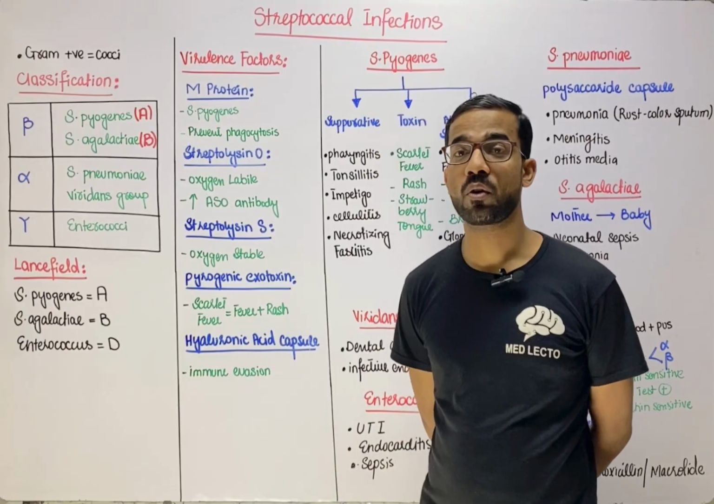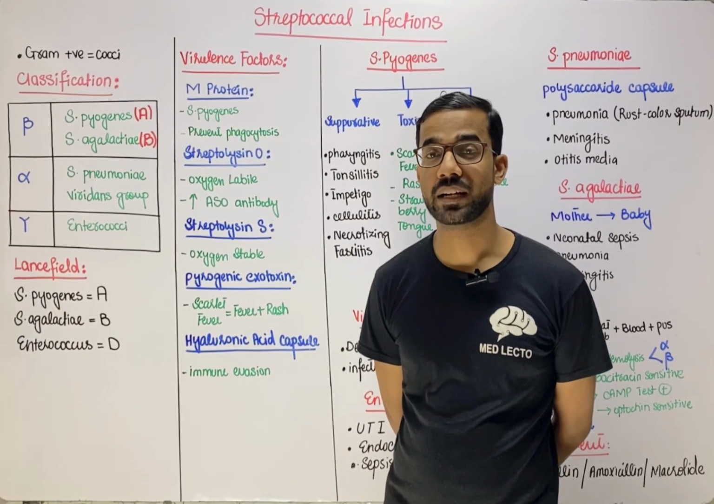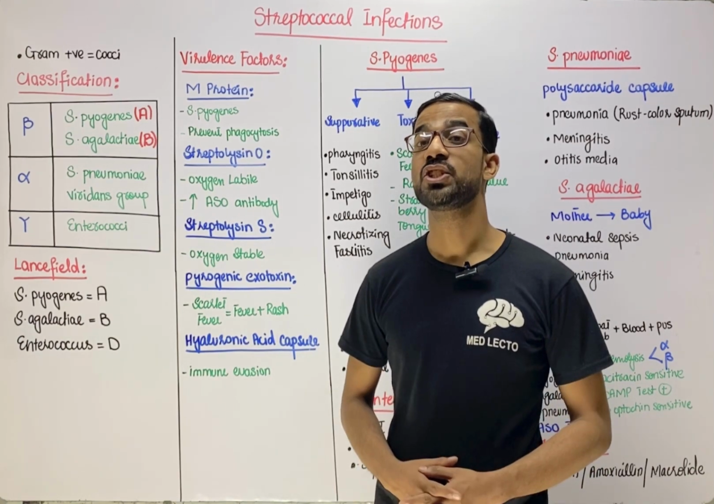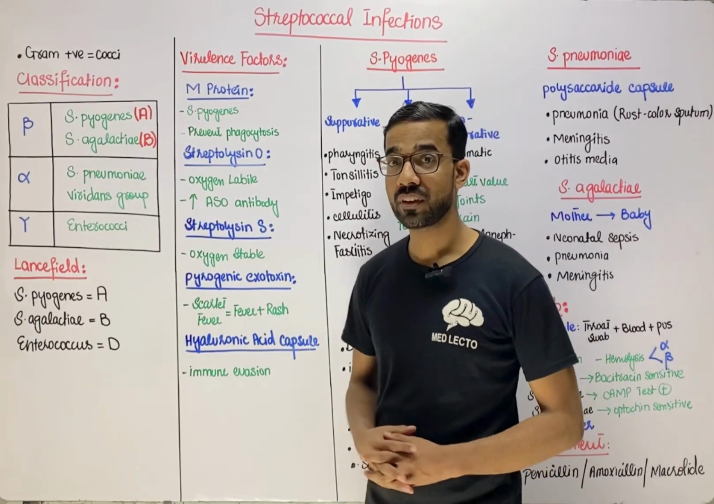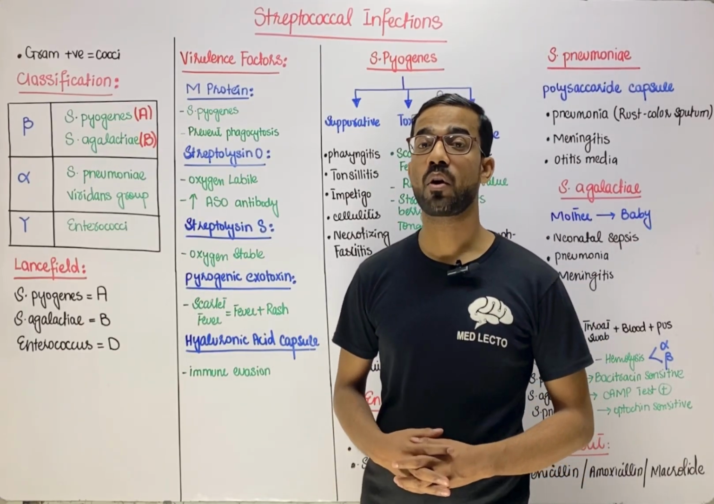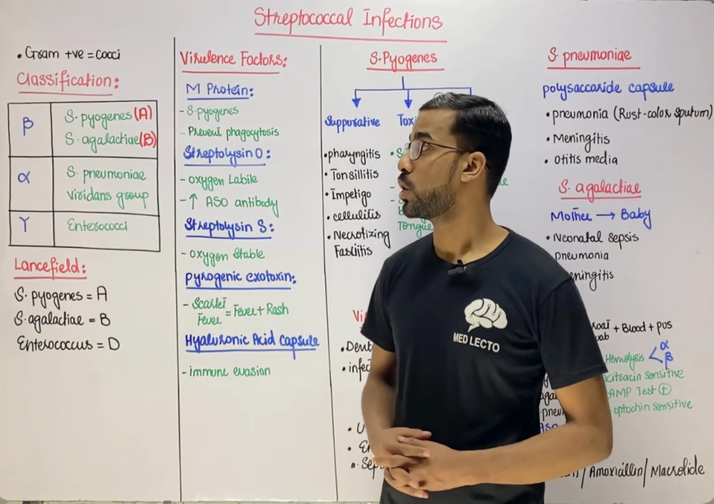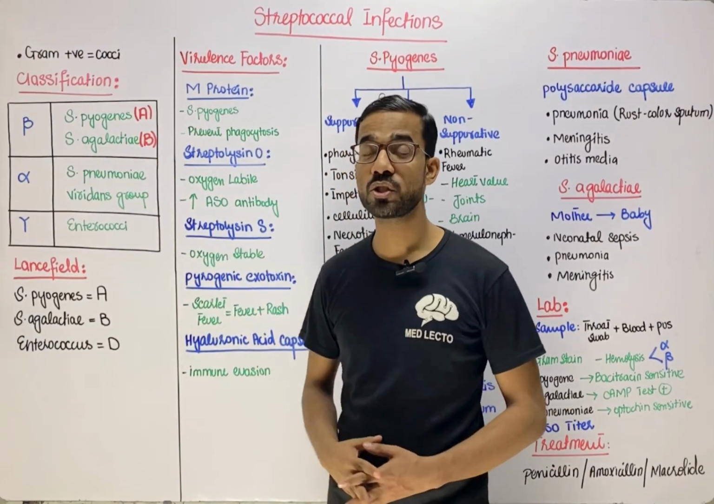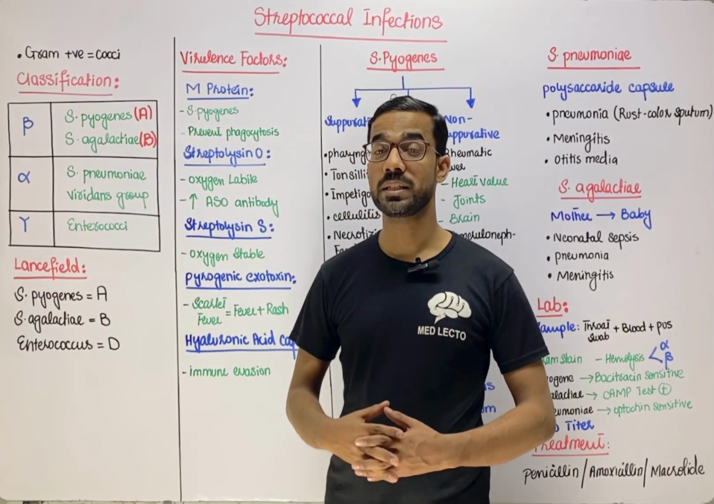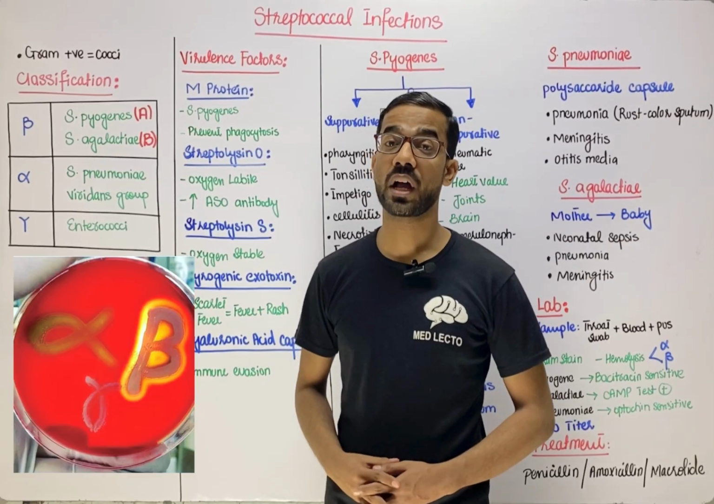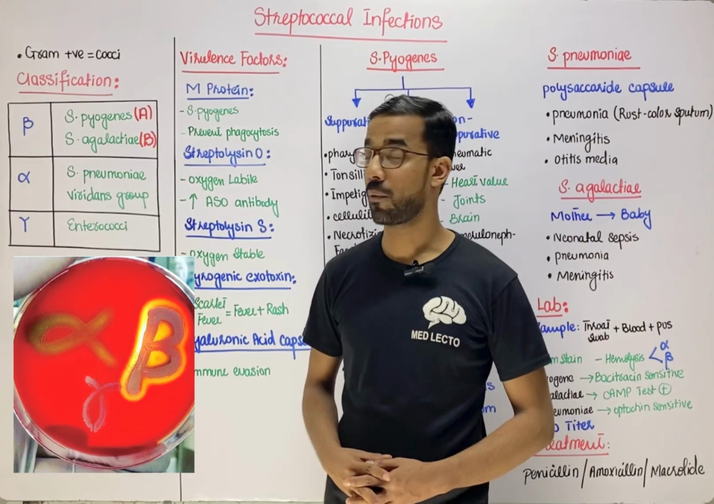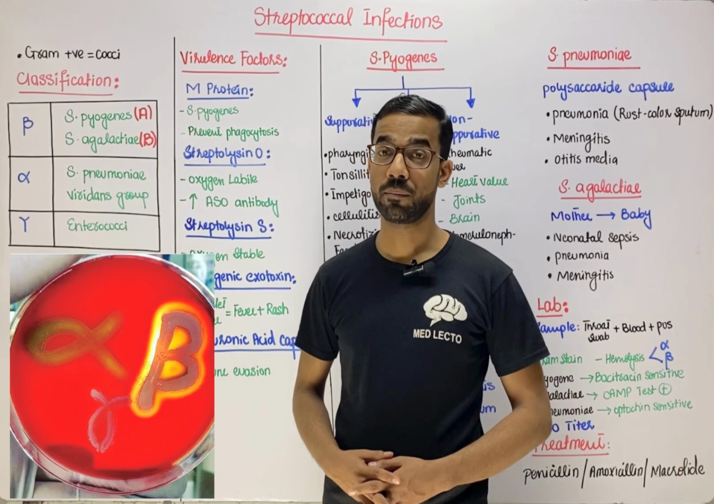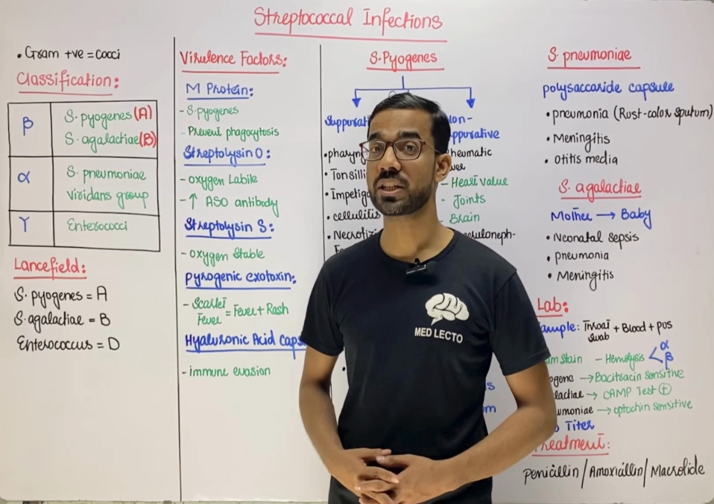First of all, Streptococcus is a gram-positive bacteria, with cocci arranged in chain form. We have classified Streptococcus on the basis of hemolysis: beta hemolysis, alpha hemolysis, and gamma hemolysis. In beta hemolysis, you will see complete hemolysis, a clear zone formation around the colonies. In alpha, you will see partial hemolysis, and in gamma, no hemolysis will be seen around the colonies on the culture plates.